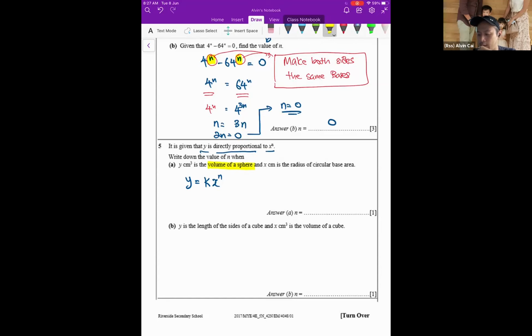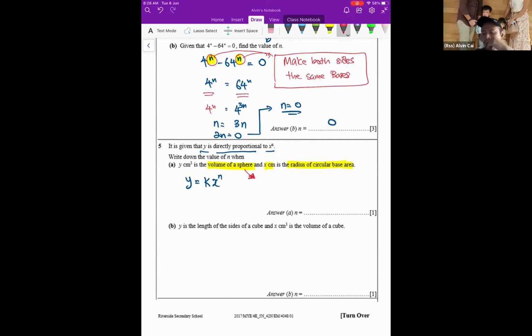Okay, so y equals to the volume of the sphere and x is the radius of the circular base. So of course, the thing that we need to connect or relate to will be, what's the formula of a sphere? Anyone can recall? Volume of a sphere? It's actually at the first page of the exam paper. Anyone can recall? Can on your mic and just speak up.